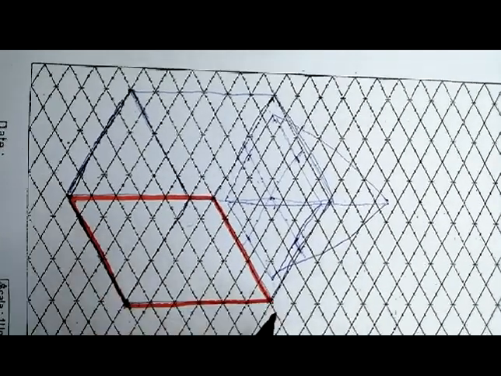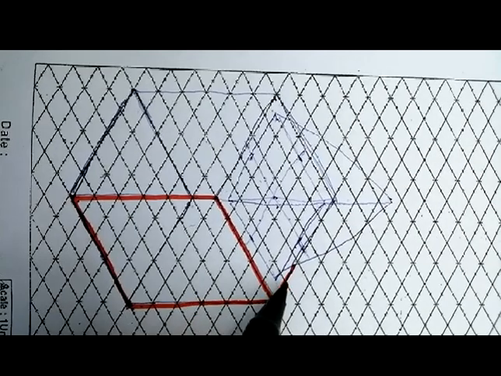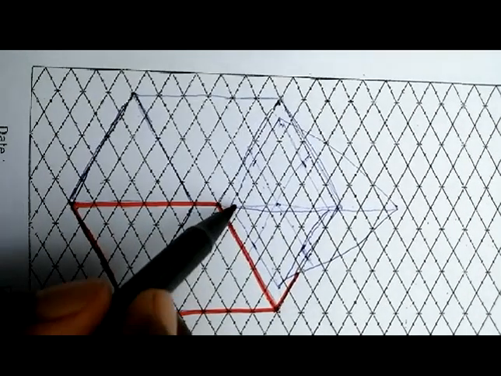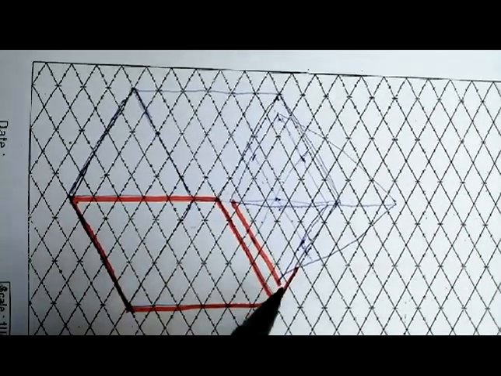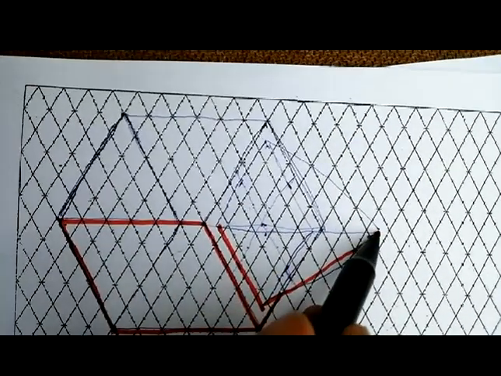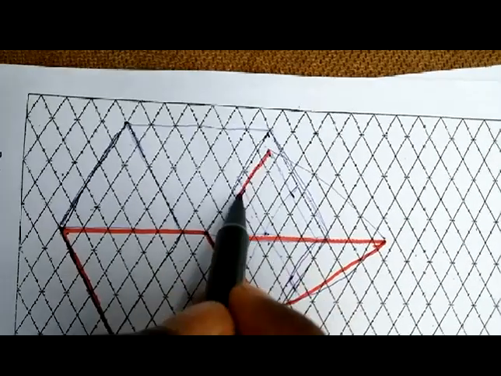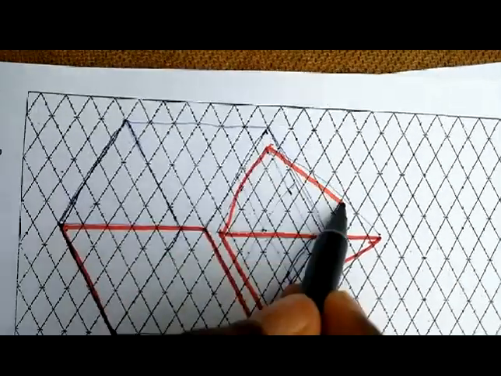This edge is visible. This edge is visible up to here. So only this portion will be made thick, the remaining portion will be thin. This is visible. This line is visible. This edge is visible. So mark all the visible edges.